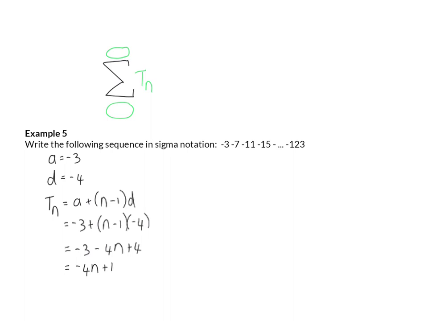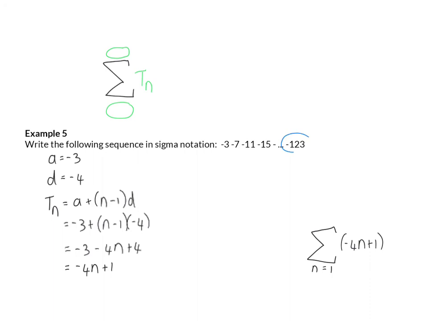Now, when you determine the general formula in this way, you accept that you start with n is 1. So we can write part of our sigma notation already. We can say the general formula is minus 4n plus 1. And we get that when we start with n is 1. So we now still need to determine where to end.